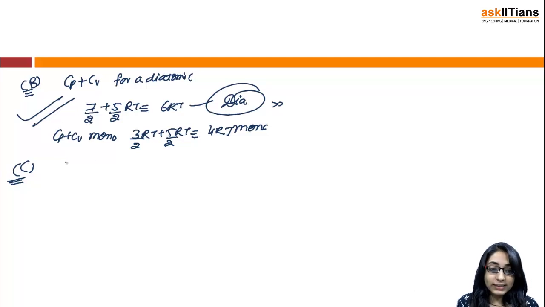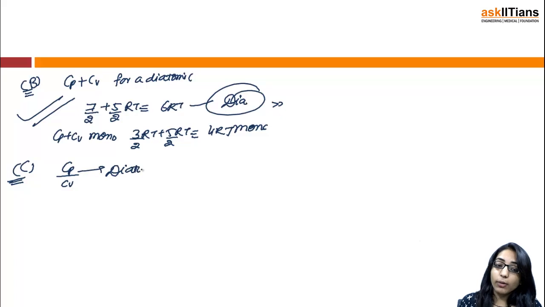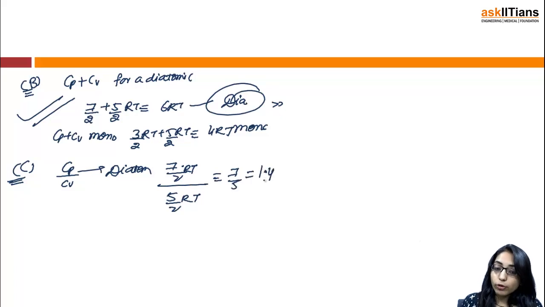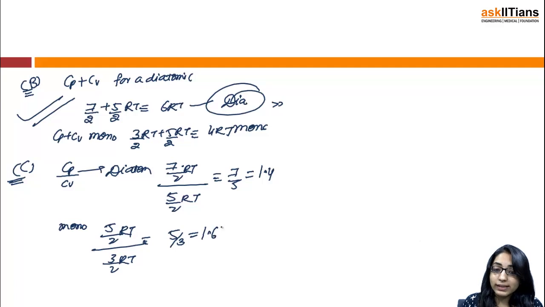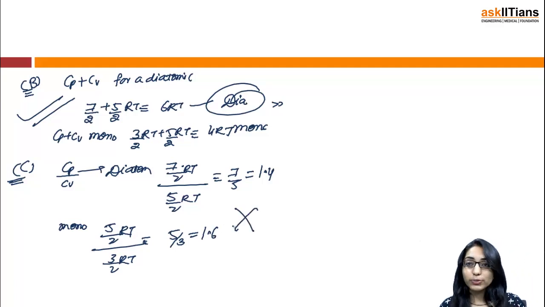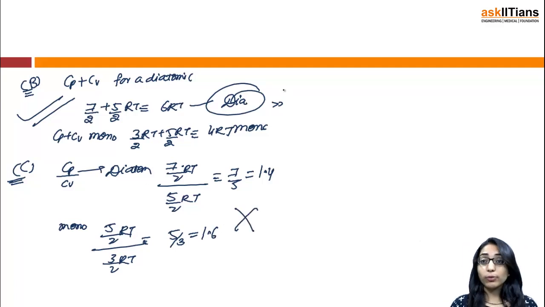Coming over to option number C, we need to find Cp by Cv. Let us first do it for a diatomic gas. So this is 7 by 2 RT divided by 5 by 2 RT, 7 by 5, and the value comes out to be 1.4. For a monoatomic gas, it comes out to be 5 by 2 RT divided by 3 by 2 RT, so the value comes out to be 5 over 3, 1.6. Again, if you compare the options which are given, option number C will be found to be false.